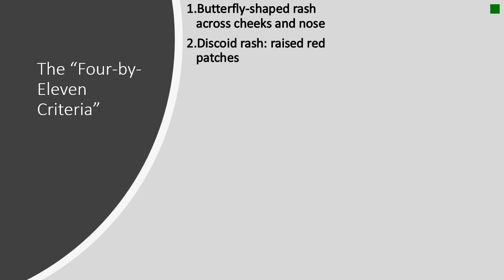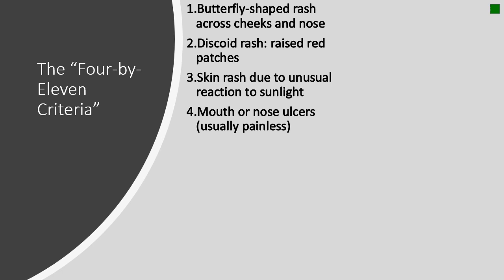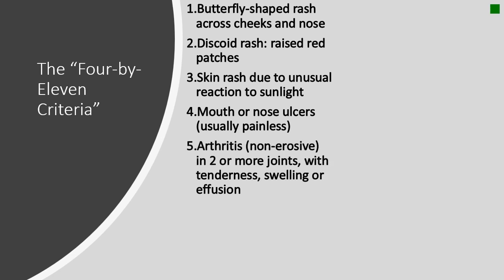Now let us see what that 4 by 11 criteria is. Let's see what those 11 points mentioned by the American College of Rheumatologists are. Butterfly shaped rash across the cheeks and nose. A discoid rash, that means raised patches. Skin rash due to unusual reaction to sunlight. Mouth or nose ulcers, which are usually painless. Arthritis of the non-erosive kind of 2 or more joints, not just one single joint, with tenderness, swelling, or effusion.